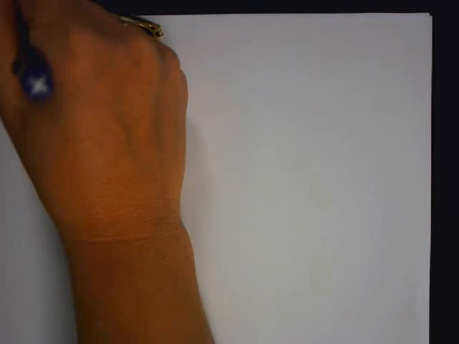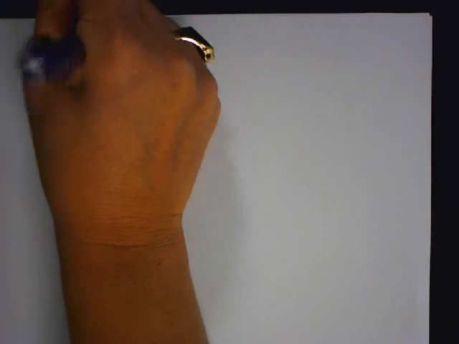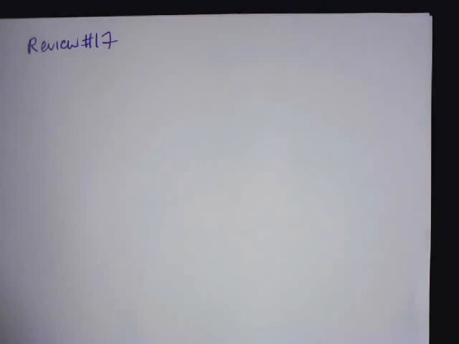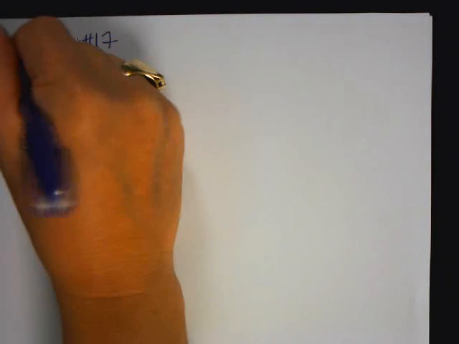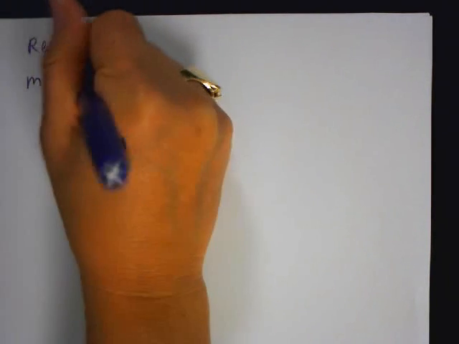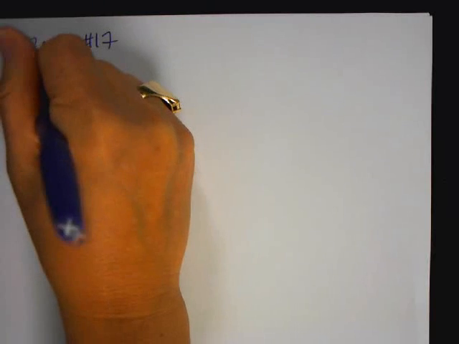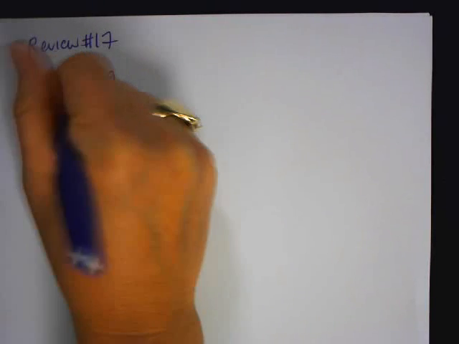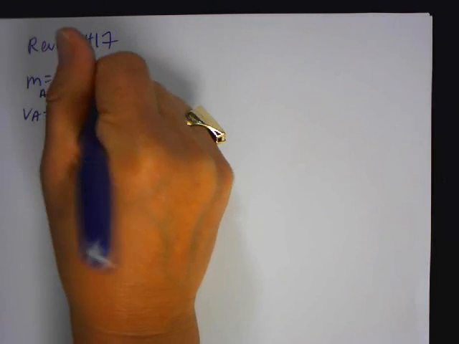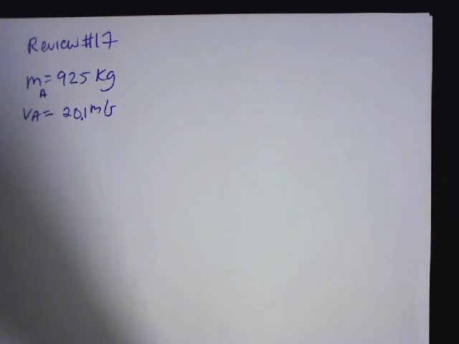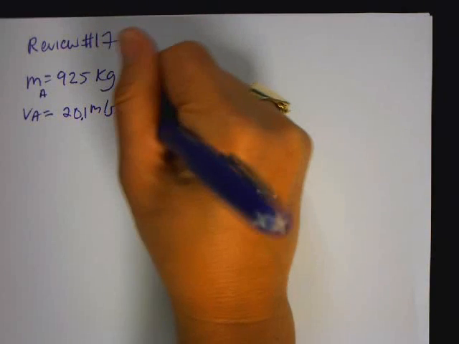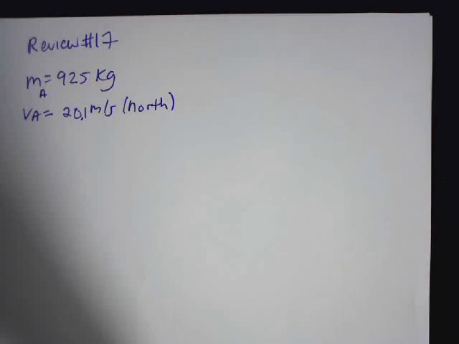Okay, now we're going to look at number 17 on the review sheet. So number 17 says a 925 kilogram car is moving north at 20 meters per second. So this is MAVA, 20.1 meters per second. It's moving north. So north is the direction.